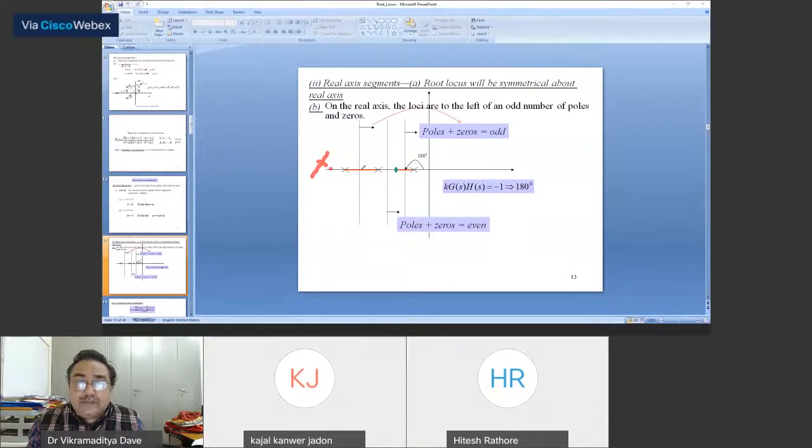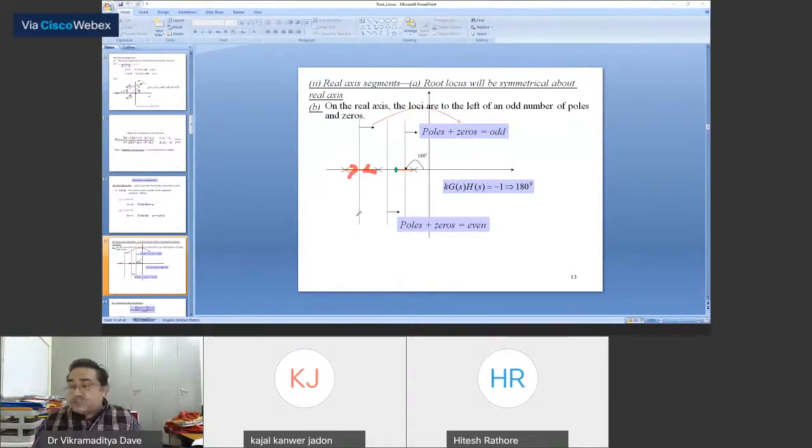Now let us take another point here. You need not draw, you have to just imagine in mind that a point is there. Now on this left hand side, 1, 2, 3, 3 are there. It is an odd number. So definitely a root locus will exist here. Now again, you have to remember the property that root locus always starts from the poles. So in between this root locus, there are 2 poles. Mind there are 2 poles. So what will happen? This root locus will start from here.